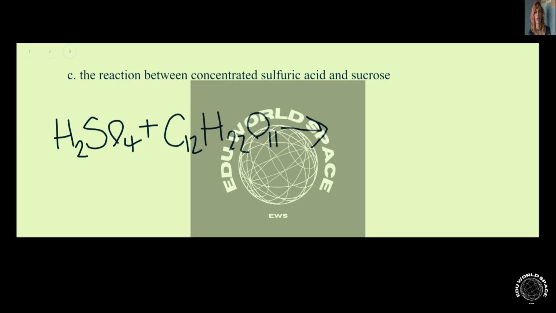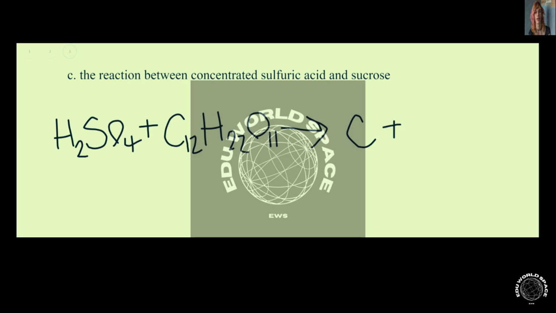In C, we're asked about the reaction between concentrated sulfuric acid and sucrose. So this one's actually pretty interesting. So sulfuric acid has this affinity for water that allows it to form hydrates of water. So we use it to dehydrate other things, other molecules. So essentially what we're going to do is our H2SO4 is going to react with our sucrose, which has the formula C12H22O11, until all we have left is carbon.